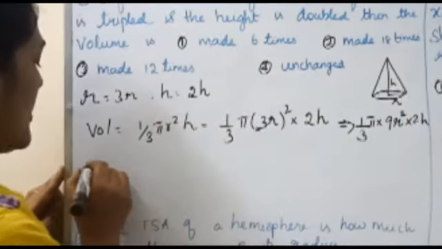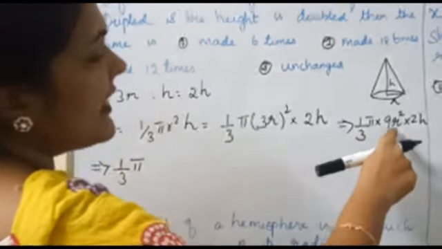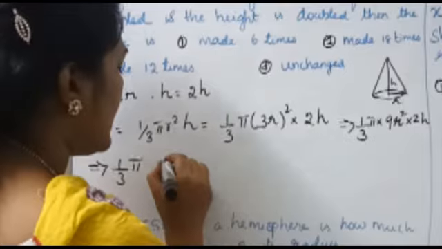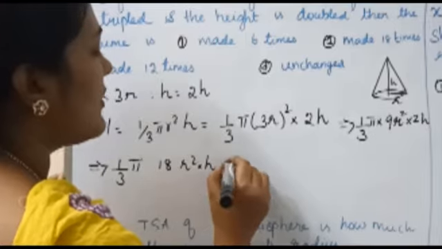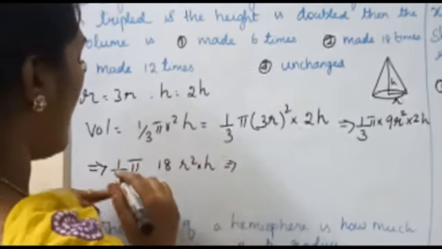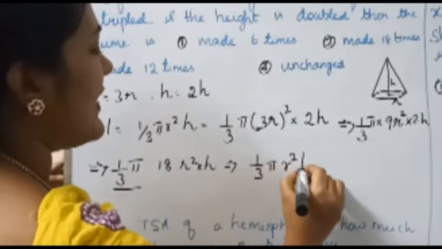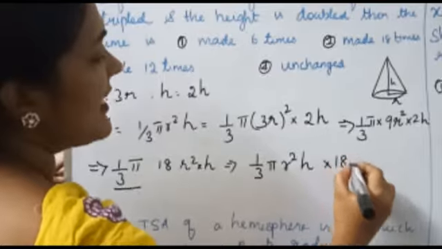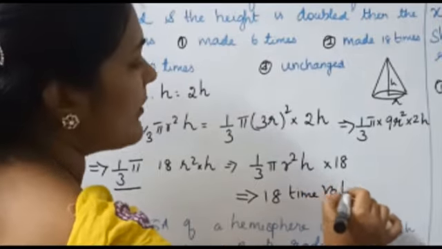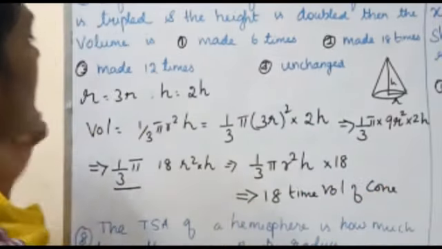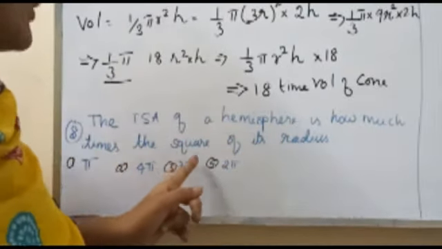Now, this is equal to 1 by 3 into pi into 9 into 2, that is 18, and the remaining r square into h. Now write the formula for volume of cone: 1 by 3 pi r square h into 18. This means 18 times the volume of the cone. Okay.